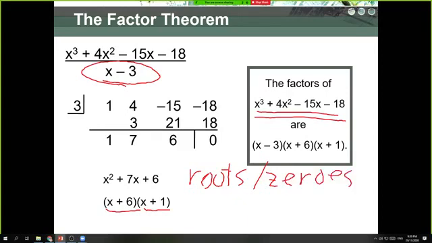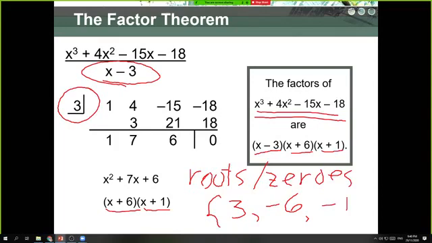So the number we are using here is already a root. And take note, if you will go to the factors, what is the opposite of negative 3? It's positive 3. What is the opposite of positive 6? It's negative 6. What's the opposite of positive 1? It's negative 1. So therefore, the roots are 3, negative 6, and negative 1.